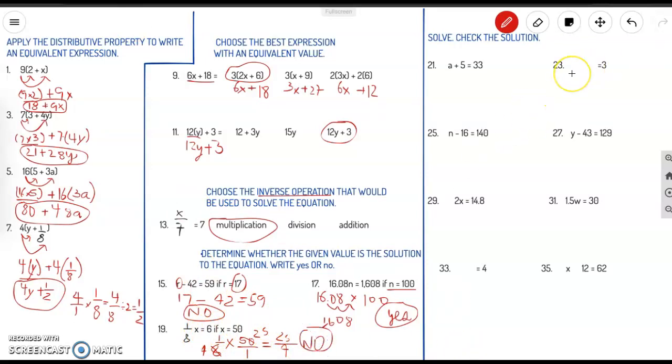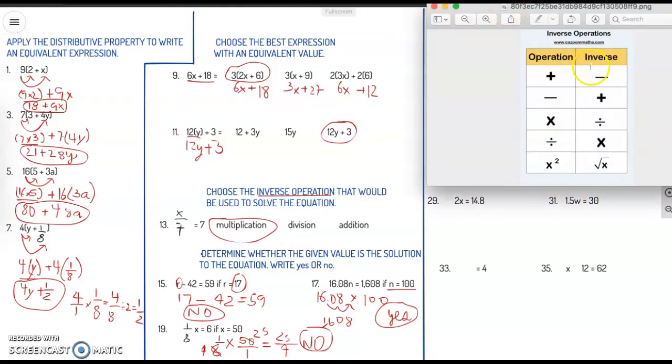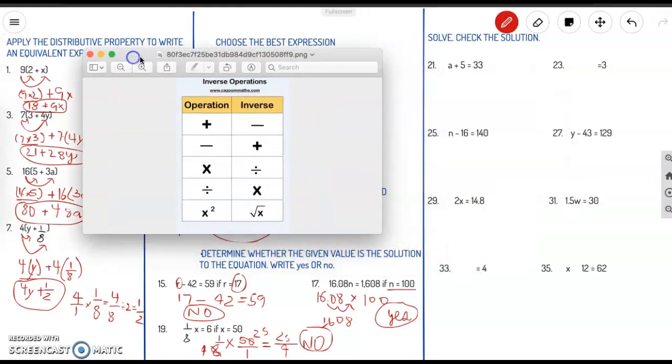Alright, next section. Solve, check the solution. So this is page 227. Just a review of all the equations we've been practicing so far. Let's go ahead and get this started. So remember, these are the inverse operations. a plus 5 equals 33.